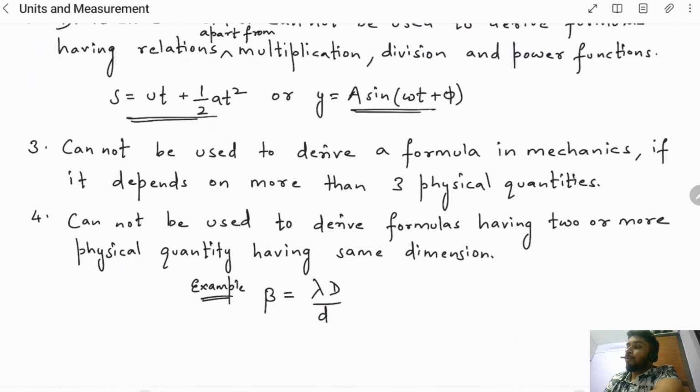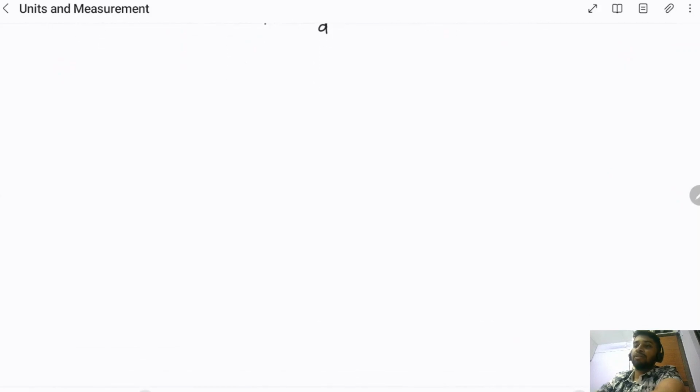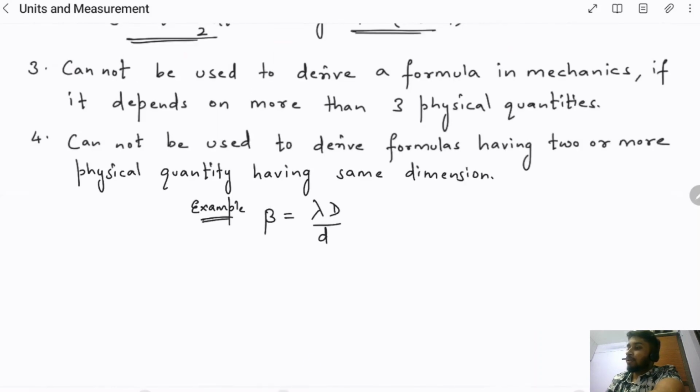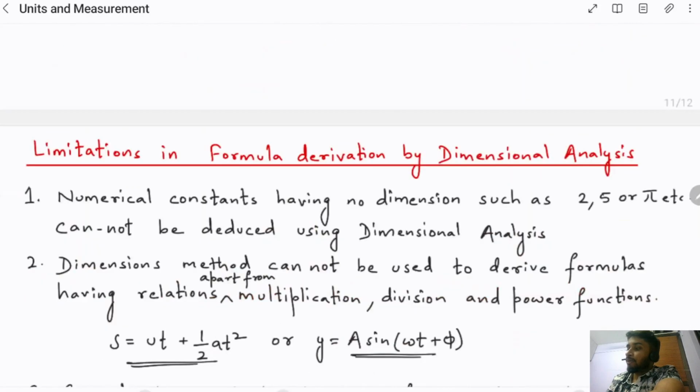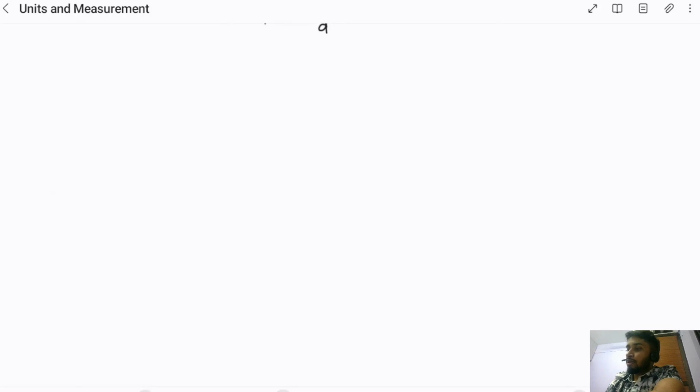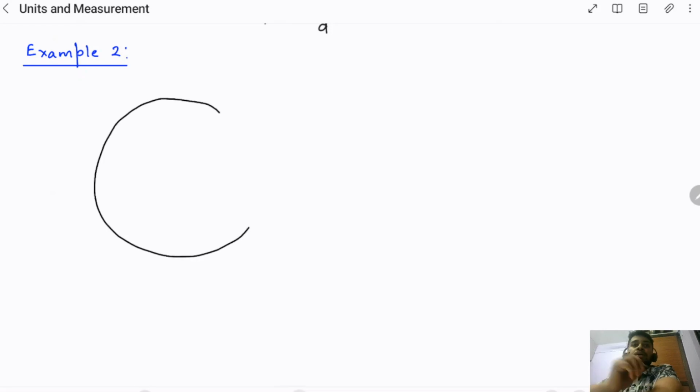Fine, so we'll see two more problems. One example problem we'll see, and then we'll do one previous JEE question. So the second example that we'll see is something like, let me write it down. Okay, so in this example we need to derive a formula for centripetal force with the help of dimensional analysis.